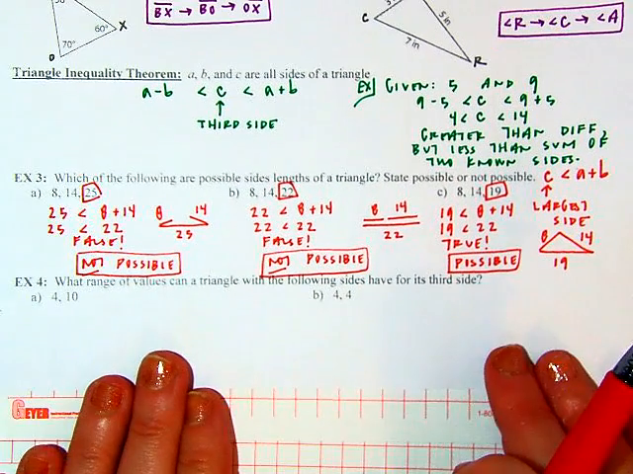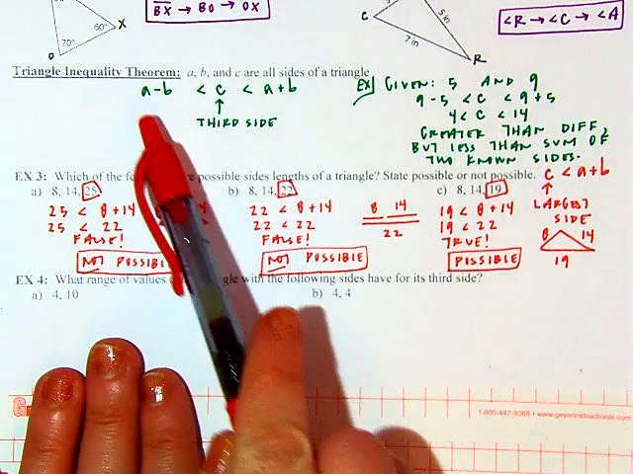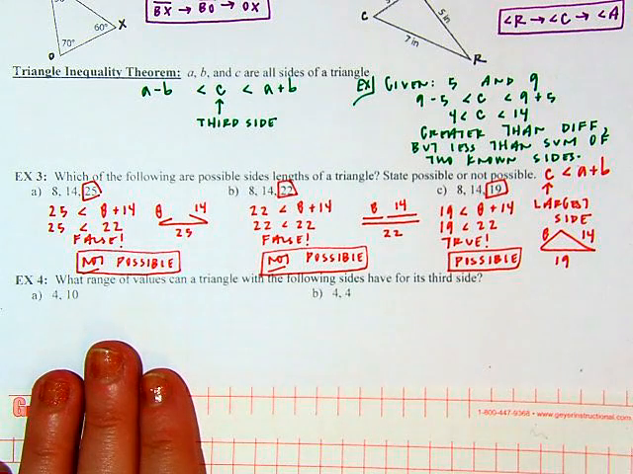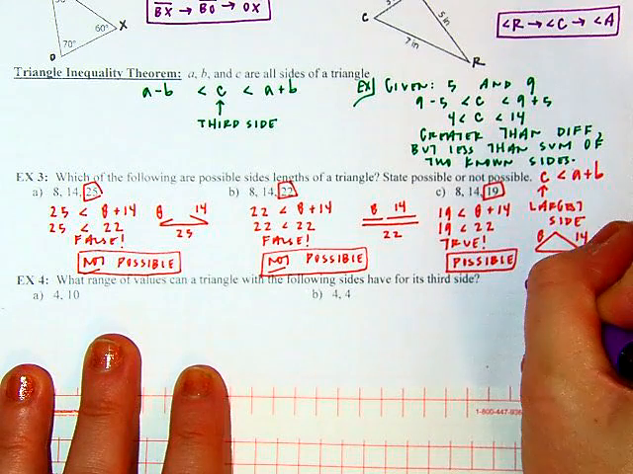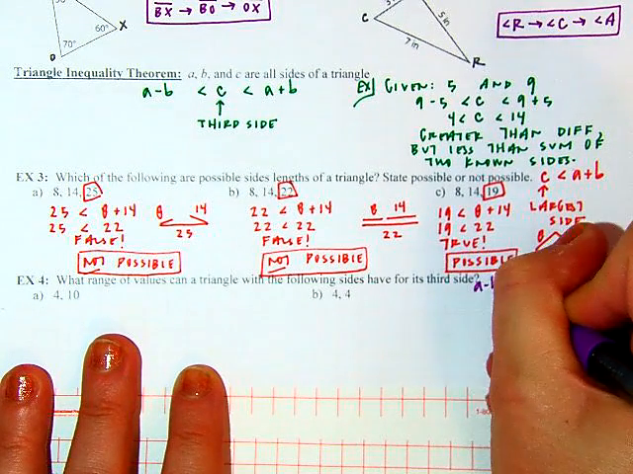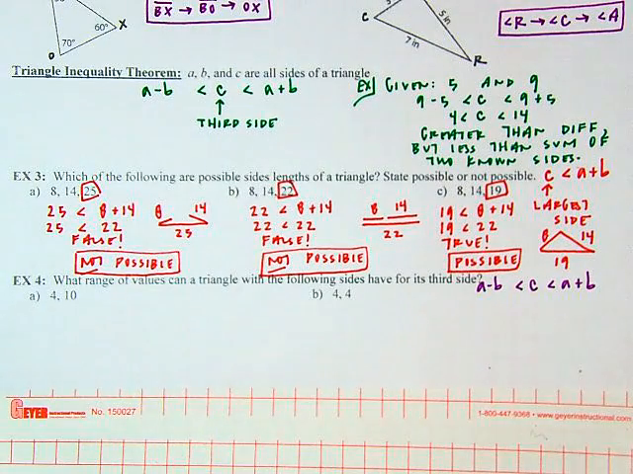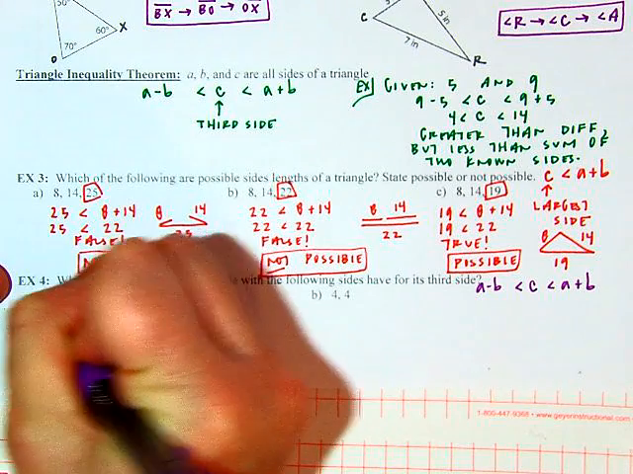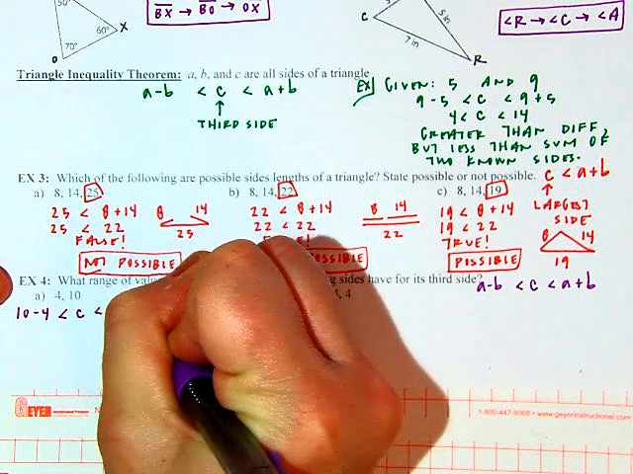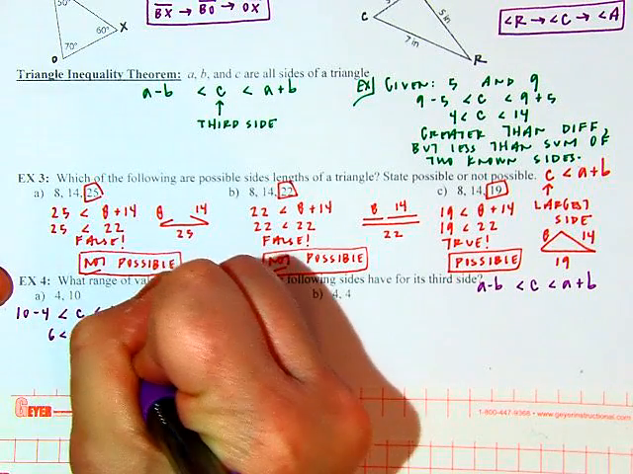All right, next up. What range of values can a triangle with the following sides have for its third side? So here I'm really doing exactly what I did up above. So I know two sides. What spread of values could the third side take? So I know that C has to be greater than the difference, but less than the sum of the two known sides. So if I know sides are 4 and 10, that third side has to be greater than 10 minus 4, but less than 10 plus 4. So C has to be greater than 6, but less than 14.